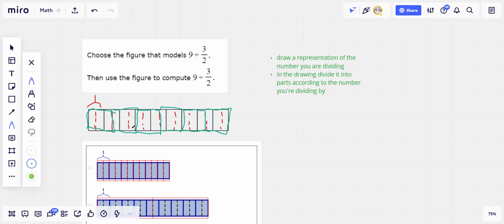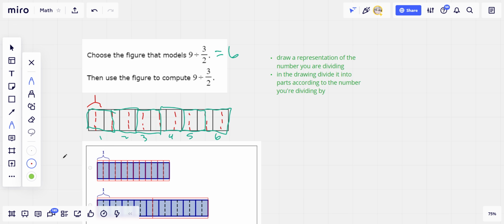And if you look at these blue-green squares I've drawn, that's how many chunks we have left after we've divided this 9 into groups of 3 halves. And there are 1, 2, 3, 4, 5, 6 chunks. So that's our answer. Our answer is 6. 9 divided by 3 halves equals 6.